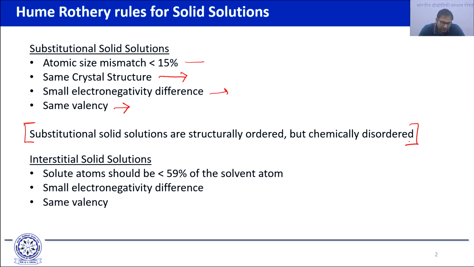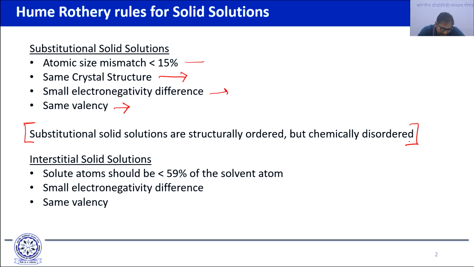In addition to substitutional solid solutions, where one atom is substituting another, you can also have interstitial solid solutions. In this case, the solute atoms get into the interstitial sites of the crystal structure of the solvent atoms.